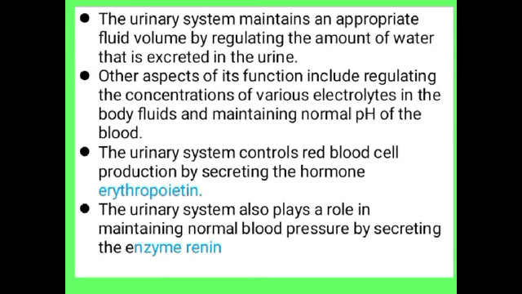And the urinary system also plays a role in maintaining normal blood pressure by secreting the enzyme renin. This enzyme renin works on angiotensinogen, a plasma protein found within the blood, and that activates angiotensin 1 from the liver into angiotensin 2. That leads to vasoconstriction and also the retention of sodium, which increases the volume of blood, hence maintaining the blood pressure.